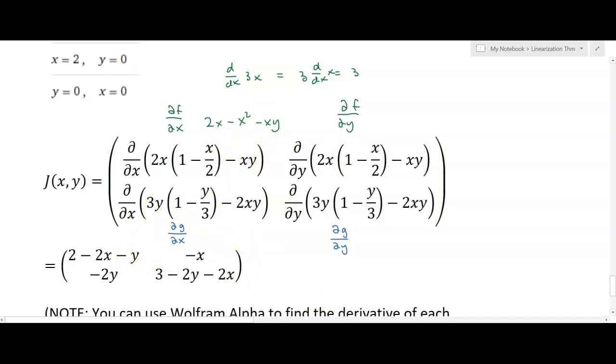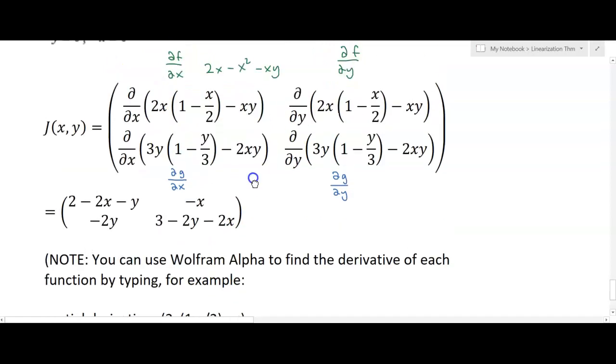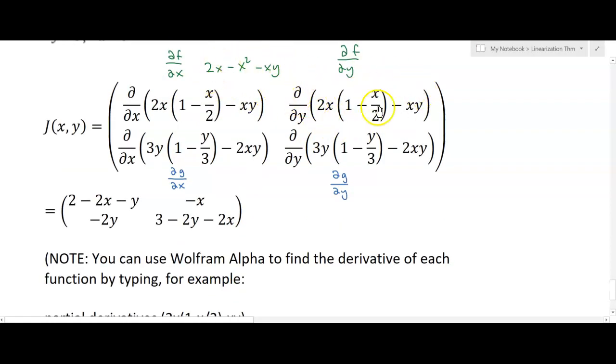But again, you can do this in Wolfram Alpha. To get both of the partial derivatives of dx dt, you could just go in Wolfram Alpha, type in partial derivatives, then the function that you want, and it will spit out both the one with respect to x and the one with respect to y. So the derivative of this same function with respect to y, the derivative of the x terms is 0, and the derivative of negative xy is negative x.